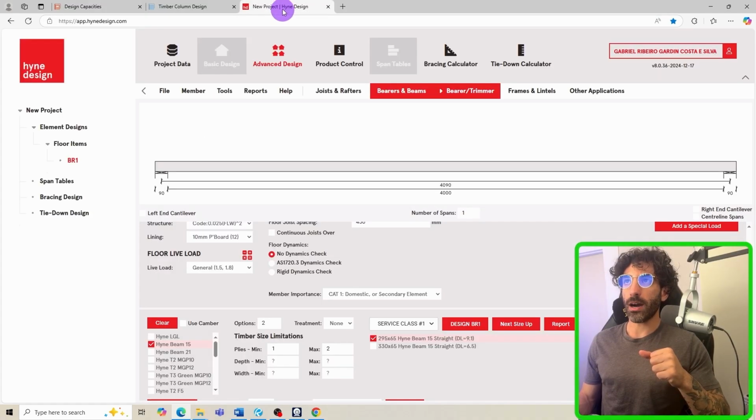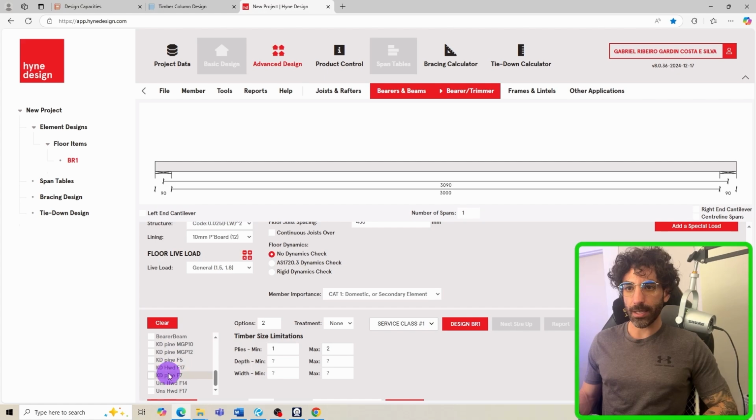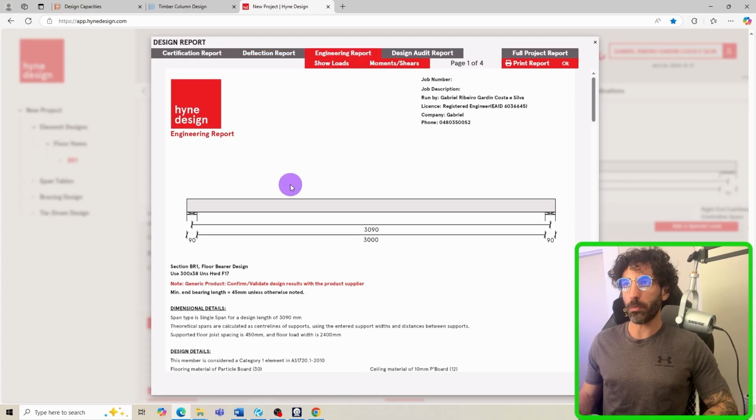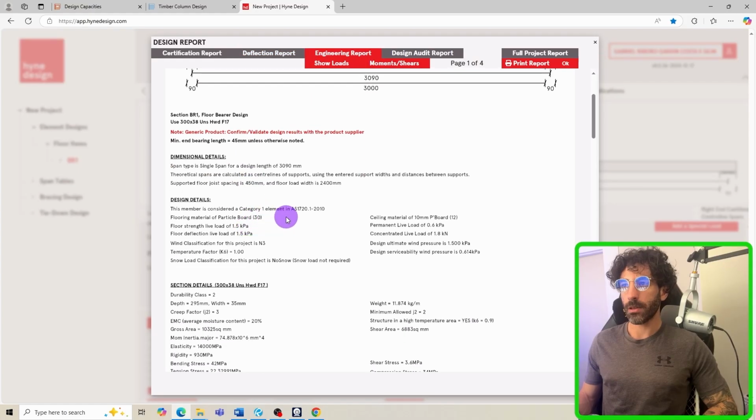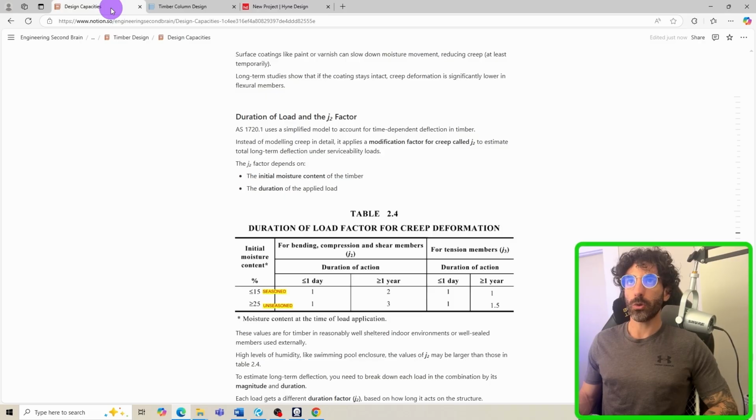If we go back to Hein, and then let's reduce this span, clear, and let's check an unseasoned F17 hardwood. Click design, go to report, engineering report, and then because it's unseasoned, let's find J2. Creep factor J2 equals 3, which is exactly this one, because we're talking about unseasoned timber.